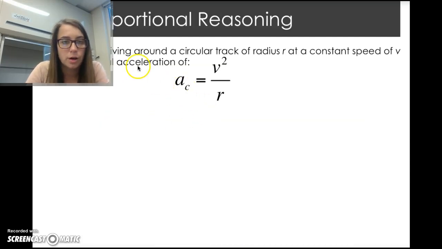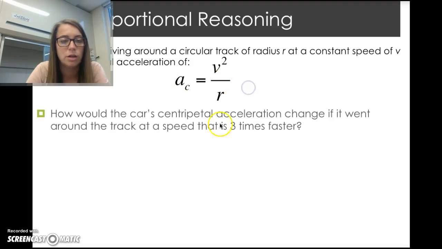All right, so let's assume a car is driving around a circular track of radius r at a constant speed of v and has a centripetal acceleration of this, okay? So given v and r, this would be how you would calculate the acceleration. How would the acceleration change if it went around the track 3 times faster? So if we change this variable to 3 times faster, what's going to happen to the acceleration?